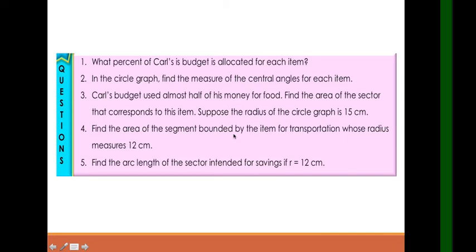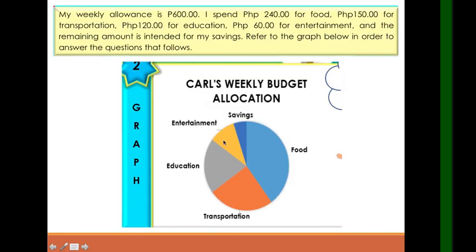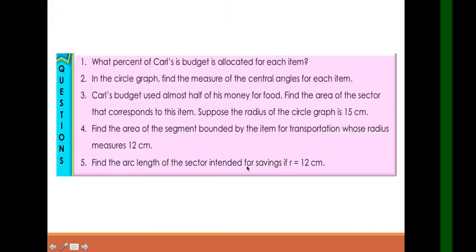Balikan natin yung figure para mas maintindihan natin. So, this is the figure. Ang hinanap is yung transportation. Okay? Ang radius niya is 12 centimeter. Find the area of the segment bounded by its item for transportation whose radius is equal to 12 centimeter.